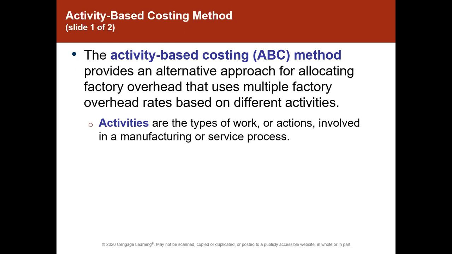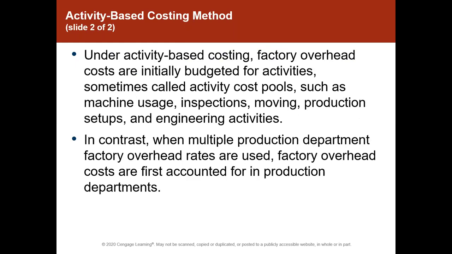So instead of department rates, we're going to think about activities, and then we're going to come up with rates per activity. An activity is a type of work or action involved in a manufacturing or service process. All right. So again, what we're going to do is we're going to budget overhead costs, and we're going to budget them on the basis of activities. And so instead of departments, activities.